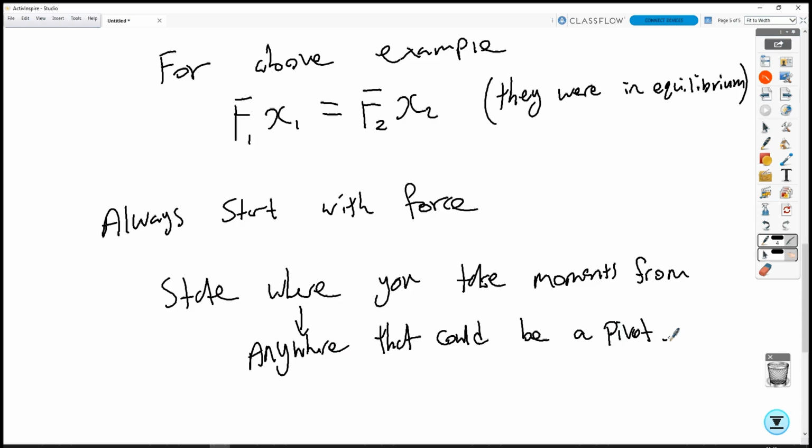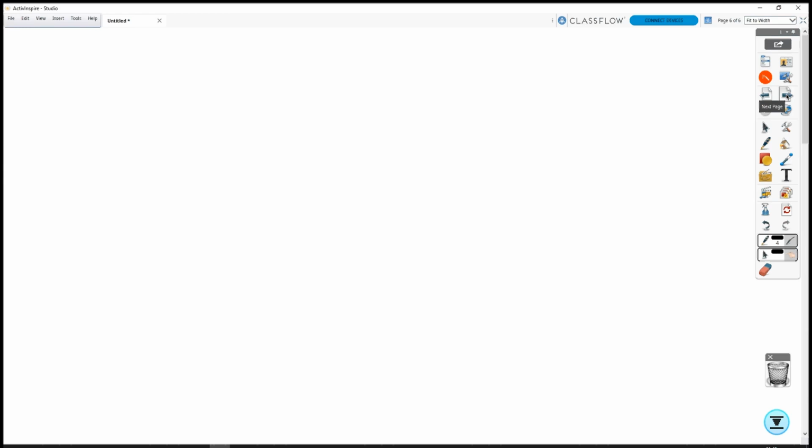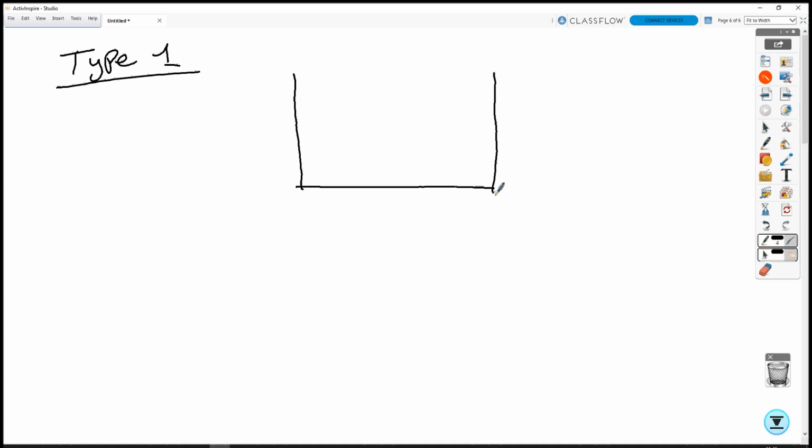Right, let's look at our first example. So start a new page, please. Type 1. And this is arguably probably the most important one to understand because it will allow you to solve most moments problems. So let's say we have a platform which is suspended by two strings or ropes with tension T1, T2.